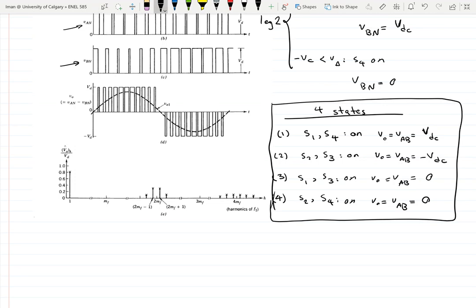And this picture is from the book Power Electronics: Converters, Applications and Design. Okay.